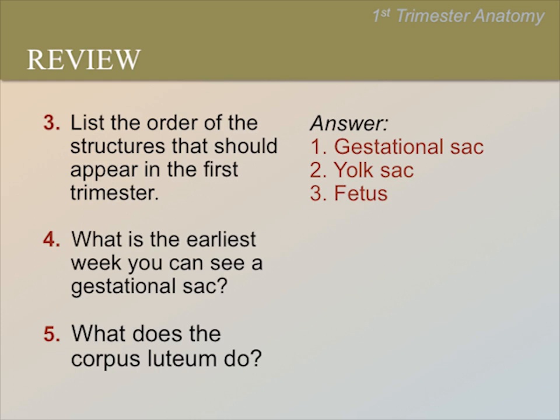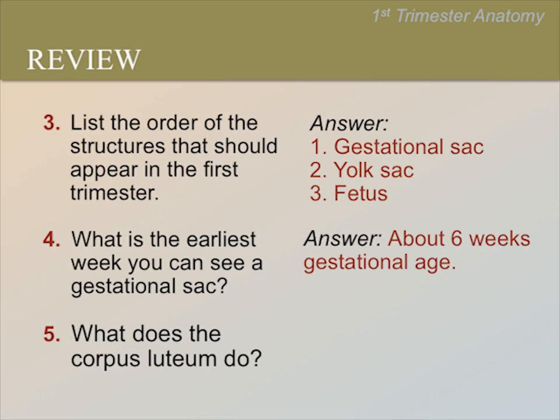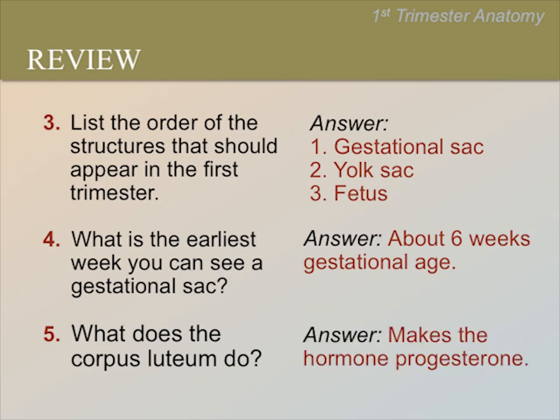What is the earliest week you can see a gestational sac? The answer is about 6 weeks gestational age. What does the corpus luteum do? It produces the hormone progesterone.